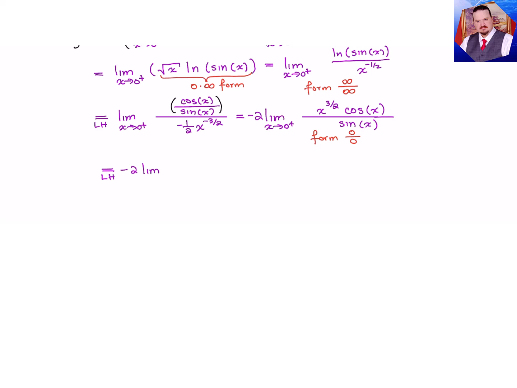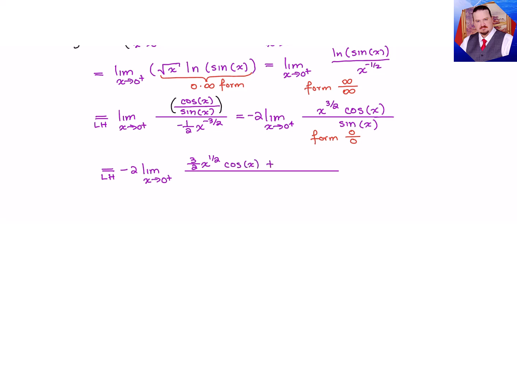Alright, let's see what we get. Alright, so it's 0 over 0 form, which says we can apply L'Hopital's rule. Now we have a product rule for the derivative of the numerator. So it's 3/2 x to the 1/2, derivative of the first term times the second, plus the derivative of the second.